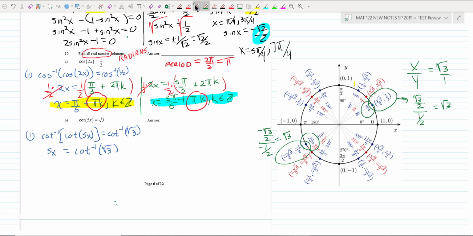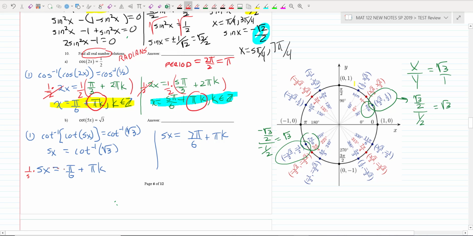So we would write this as 5x equals, the first answer is pi over 6. Now the period of a cotangent is pi k, not 2 pi. Then you would get this second answer, which we write as 5x equals 7 pi over 6, again, plus pi k. So what we'd do is solve these equations. We would want to multiply both sides by a fifth here.